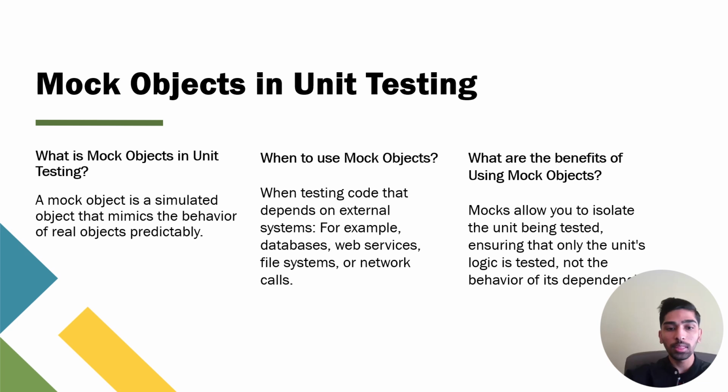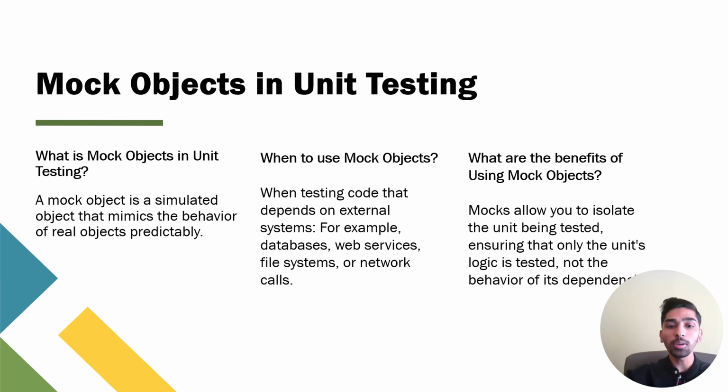Mocking allows you to isolate the unit under test and focus on its behavior without relying on the actual implementation of dependencies. Now you guys are thinking, what is a mock object? A mock object is a simulated object that mimics the behavior of real objects in a predictable way. Mock objects are typically used to replace real dependencies in the unit being tested, or control the behavior of these dependencies to test specific scenarios, or we can say verify that interactions with dependencies are as expected.